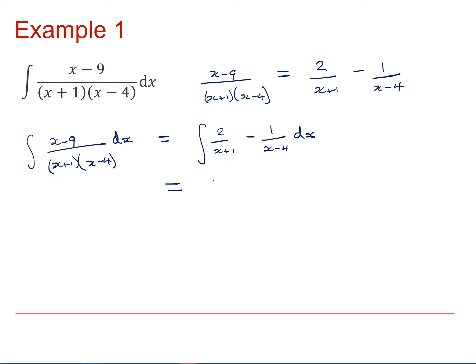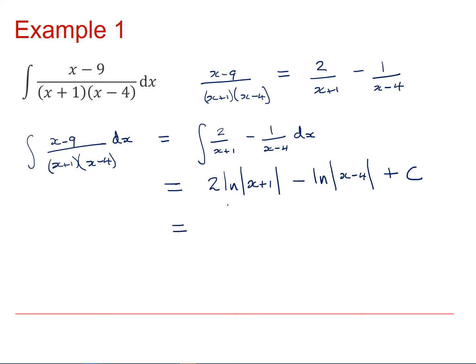The first part here, 2 over (x plus 1), just gives me twice the log of mod (x plus 1). And the second bit, minus the log of mod (x minus 4). And of course, plus a constant because we have got an indefinite integral. Now, as it stands, this is an answer, but it's not the simplest form of the answer.